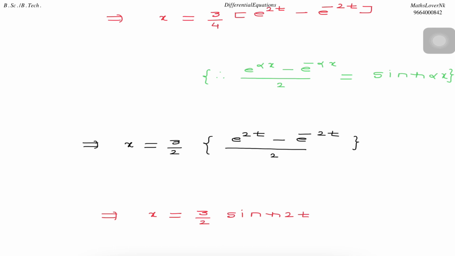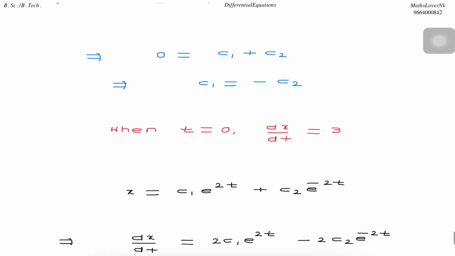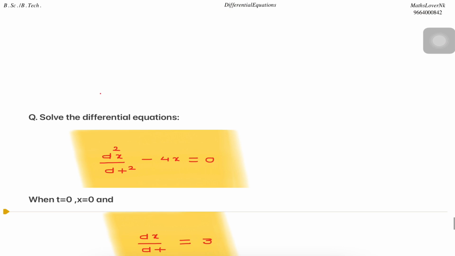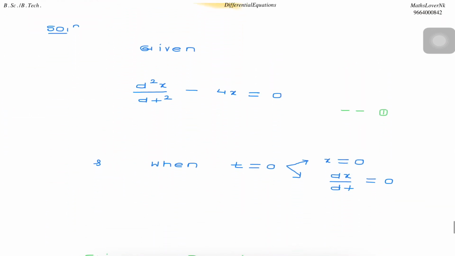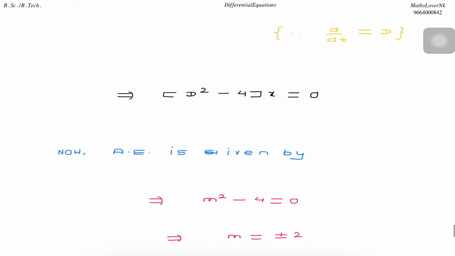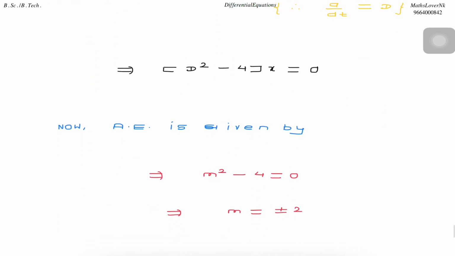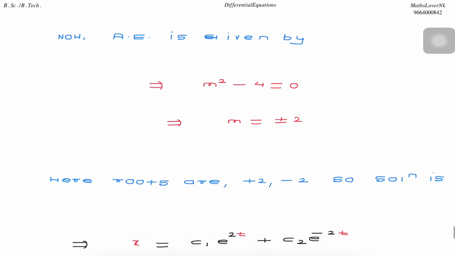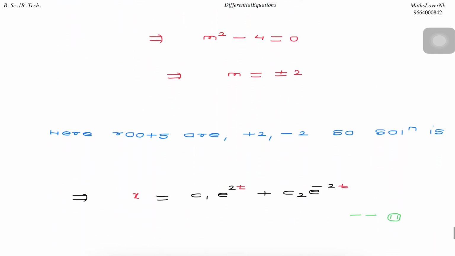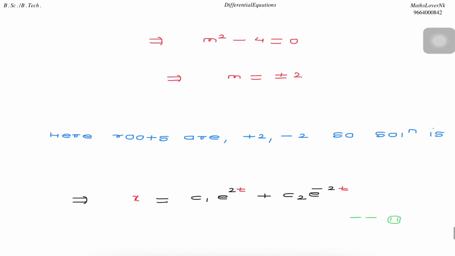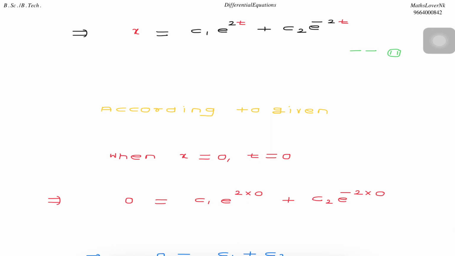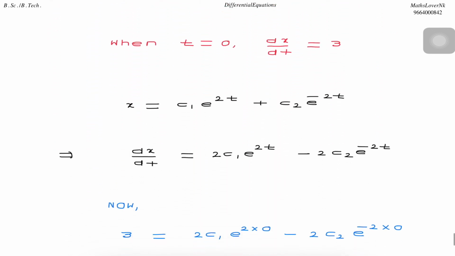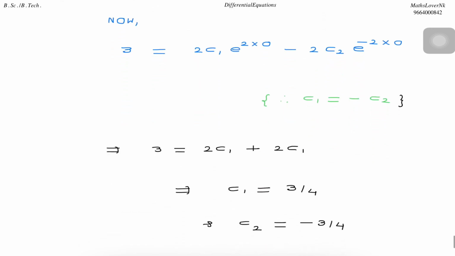We see that the given equation is d square x upon dt square minus 4x is equal to 0. We solve this using the differential equation methods, in which at first we put capital D is equal to d by dt. Then we solve by the auxiliary equation m square minus 4 is equal to 0. We get 2 roots, plus minus 2. Then the solution is x is equal to c1 e the power 2t plus c2 e the power minus 2t. According to the given conditions, we put the values and find c1 is equal to 3 by 4, c2 is equal to minus 3 by 4.